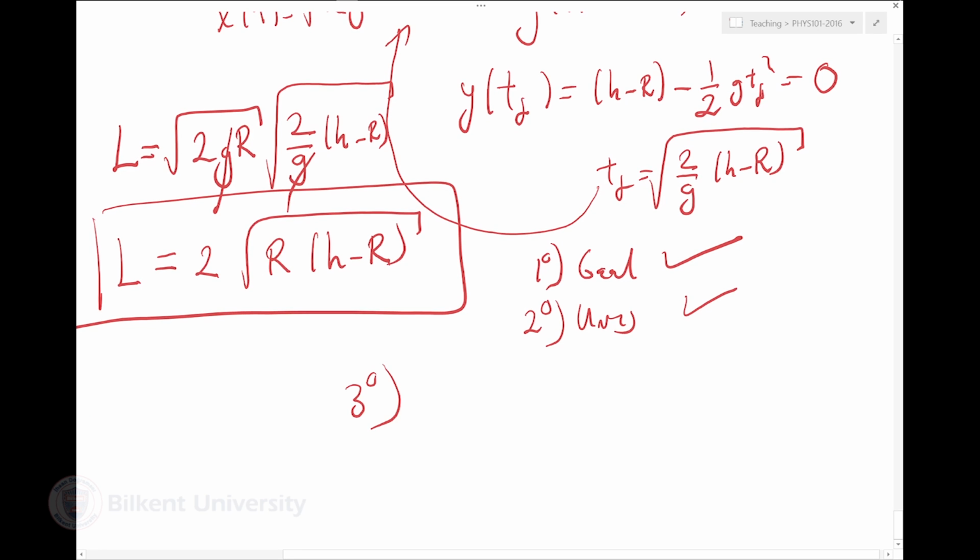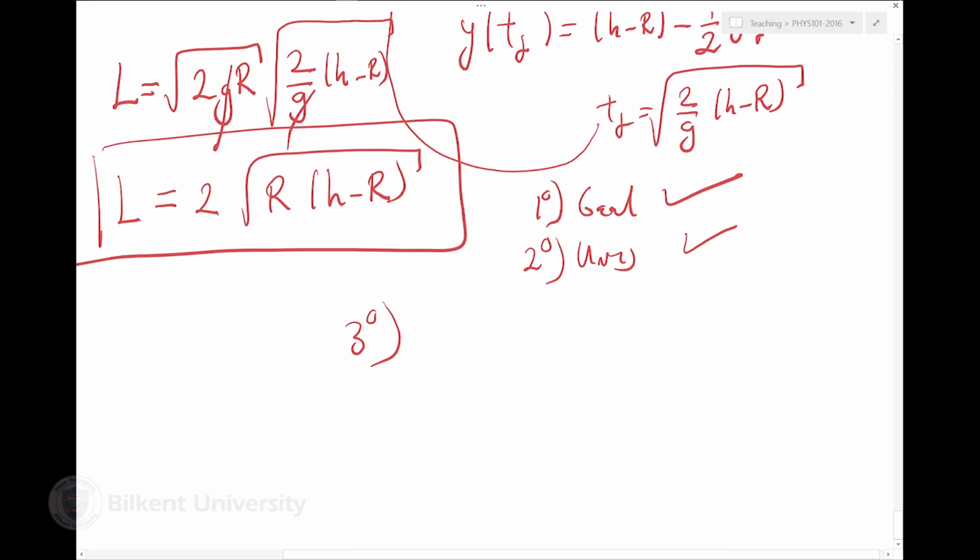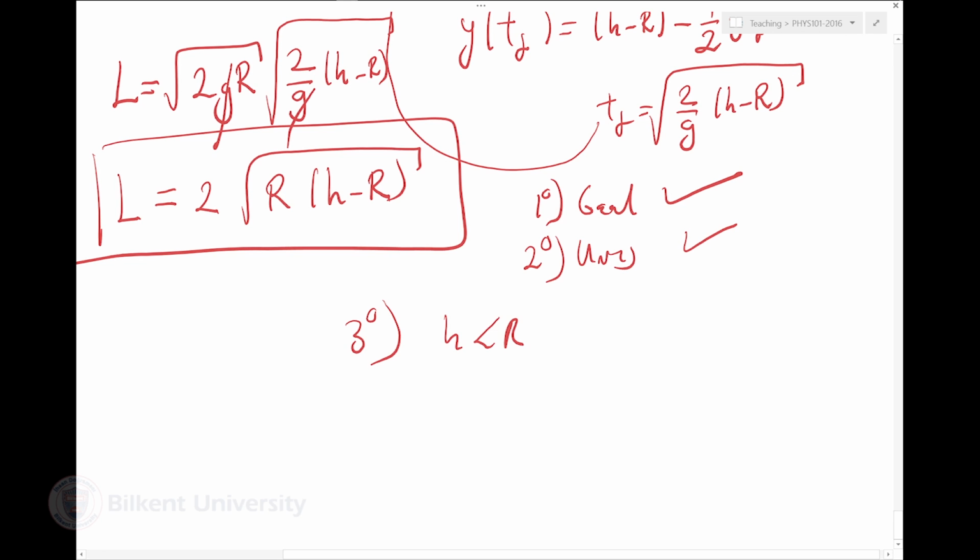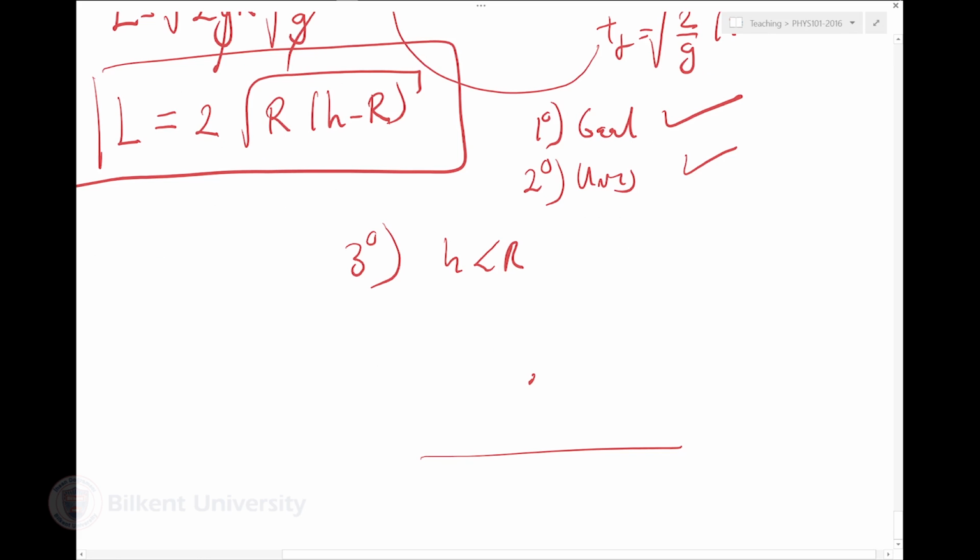Here are some interesting limits though. What would happen if h is less than r? Then the question does not make sense at all, does it? If h is less than r, you will never complete the circle. You'll hit the ground before that. So what happens to my L in that case? L in that case would be square root of a negative number. It will be an imaginary number, which is great, that my equations are telling me, they are shouting at me that something went really wrong here. And that's a good thing, okay?